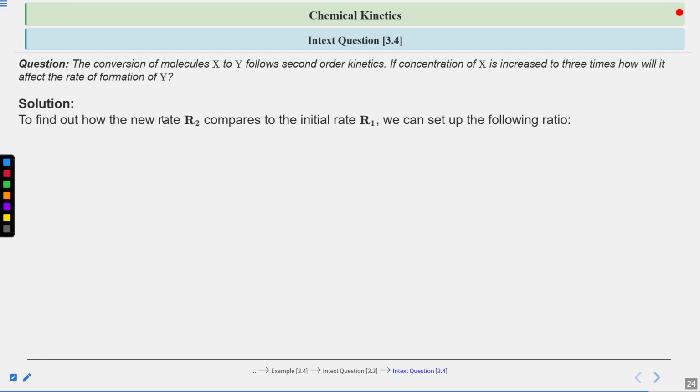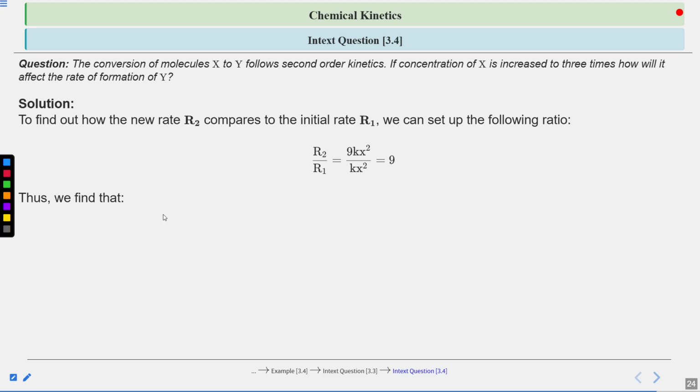Now to find out how the new rate R2 compares to the initial rate R1, we can set up the ratio R2 by R1. This was the question: after the concentration of X increases 3 times, how will it affect the rate of formation of Y? So R2 by R1 equals 9kx square upon kx square. Now x and x are the same, and k, the rate constant, is also the same, so they cancel out. The remaining thing will be 9.